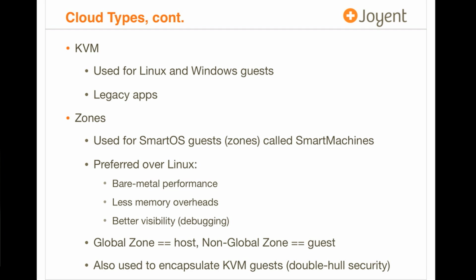KVM is what we use at Joyent for hardware virtualization. That's used for Linux and Windows guests and for legacy apps. We try as much as possible to get people to use SmartOS smart machines. They're preferred over Linux because you get bare metal performance. You don't have to go through any sort of virtualization translation layers. You only have one kernel managing the devices, no emulation. There's less memory overhead, and in terms of cloud computing, the density that you can put on each compute node becomes very important, and that's very good for OS-based virtualization. You also get better visibility for debugging, which I'll talk about in this presentation.